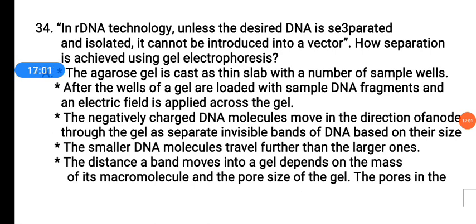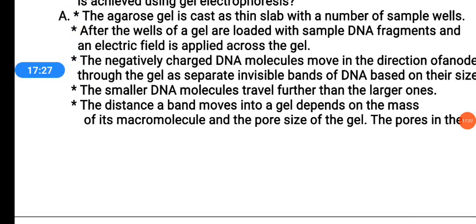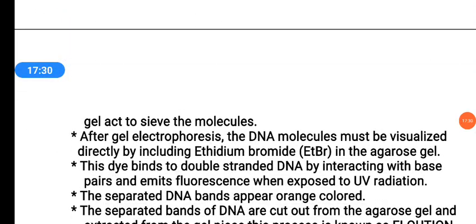What happens when we apply the electric field? The negatively charged molecules move towards the anode and positive ones move towards the cathode. Such separated bands of DNA are separated based on their size. Smaller DNA molecules travel further than the larger ones. The distance a band moves into the gel depends on the mass of the macromolecules and the pore size of the gel. The pores in the gel act to sieve the molecules. So, based on the size and on the negative and positive charge, the DNA fragments are able to separate.